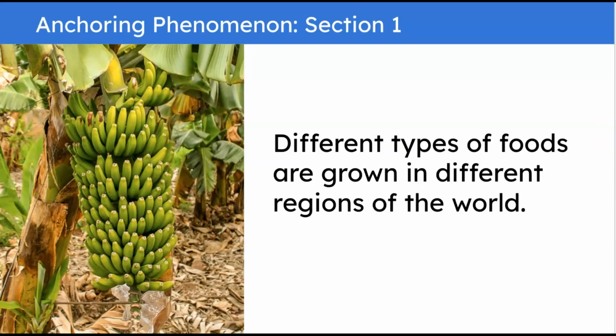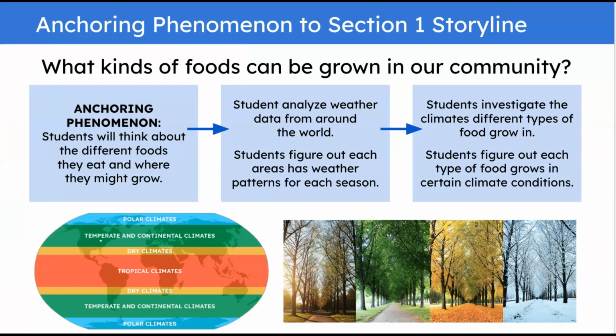The anchoring phenomenon is different types of foods are grown in different regions of the world. This theme connects to students through the foods they eat every day. After being introduced to the anchoring phenomenon, students may ask where different types of foods are grown and why. The driving question of Section 1 is what kinds of foods can be grown in our community.